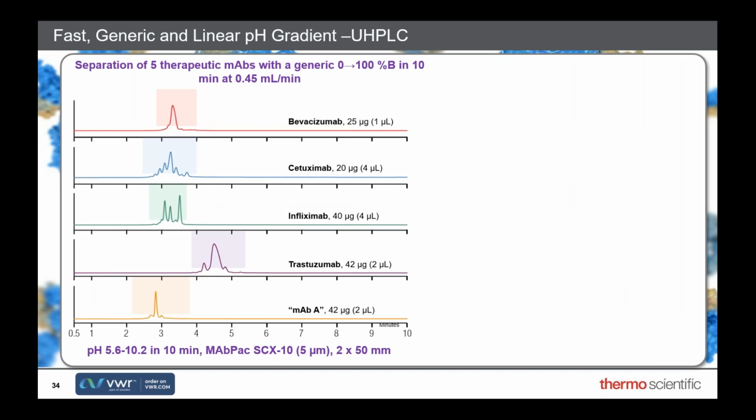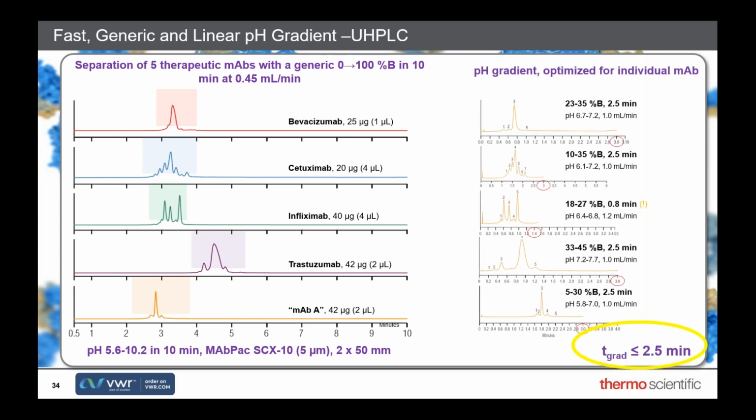And this can be speeded up dramatically by using a shorter, small particle size column. On the slide you can see now, we show the separation of 5 bio-therapeutic monoclonal antibodies with initial runtimes for charge variant analysis of about 10 minutes. This was done using our MAPPAC SCX10 column. But with some pH gradient optimization, each run can be taken to below 2.5 minutes without a loss in resolution. That's quite a significant reduction in analysis time.